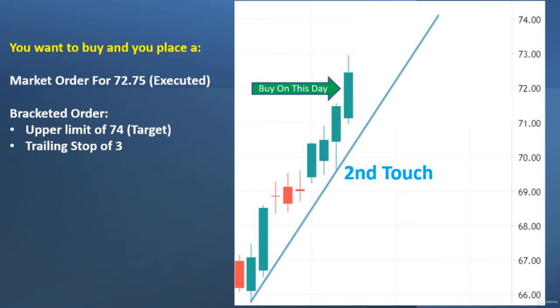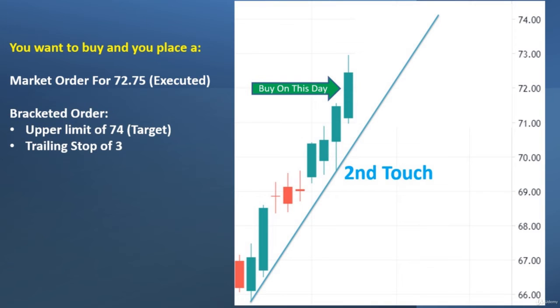But at the same time, in your bracket, you're setting a trailing stop of whatever percentage or amount. Let's say it was 3, just to use an example. At the current price, the stop would be at 69.75 because you'd immediately put in that trailing stop of 3. But let's say it went up to 73. Your upper limit wouldn't have been reached, so the sell order to book your profit would not have been triggered, but your trailing stop would now have changed to 70, because 73 minus 3 is 70. So it would still stay active in that example.